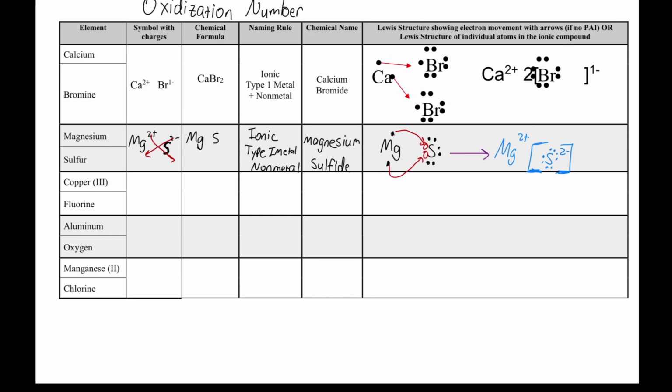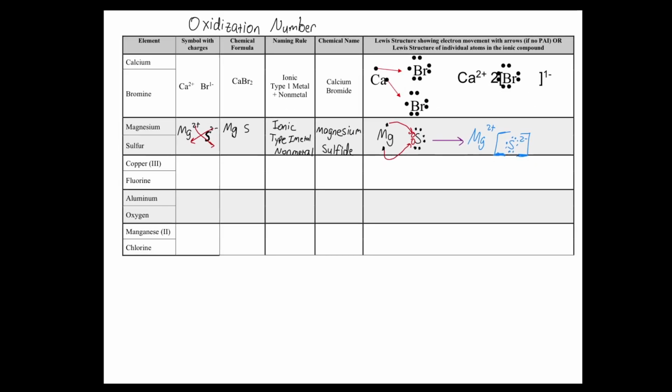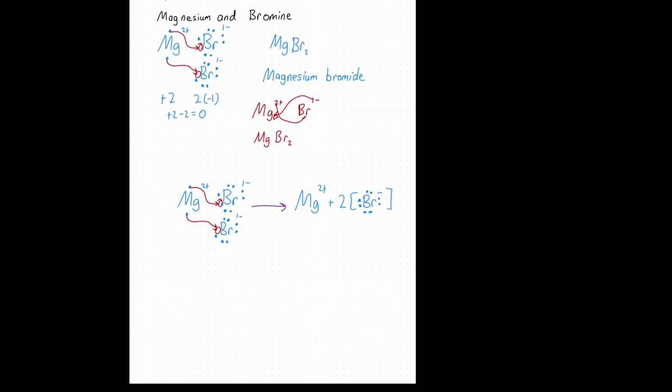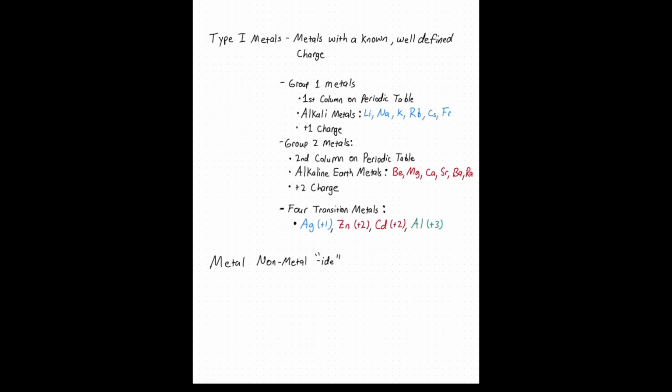The next one that we have is copper 3 fluorine. I'm going to skip that for now. That's another video that we'll talk about. Let's get down to that aluminum. I said aluminum in one of the previous slides was a type 1 metal. So let me go back a couple pages here. Did I do that in this one or did I do it in the previous one? Here we go. All right.